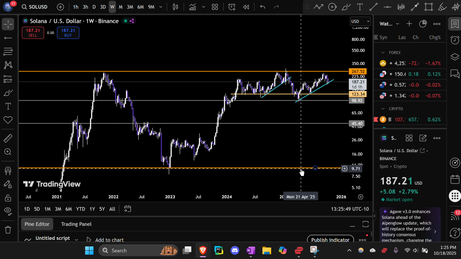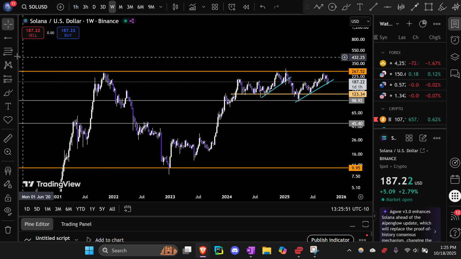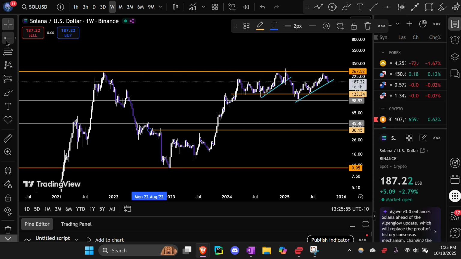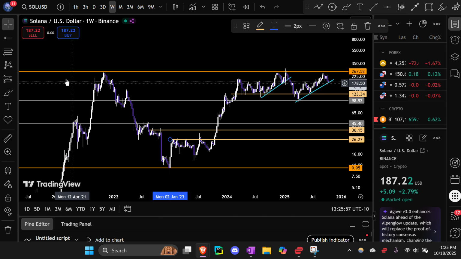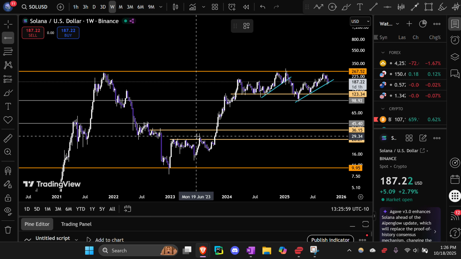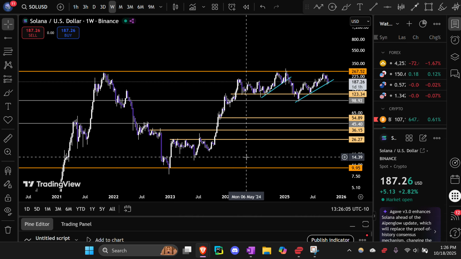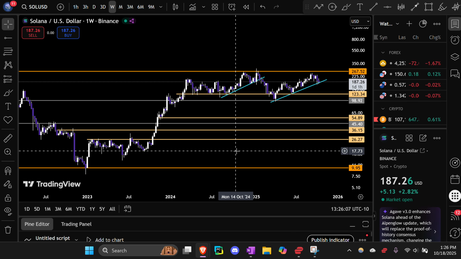I don't know if it'll go back to $9, but the other levels you're seeing here on the micro, I'm just gonna throw some little levels there. All these different kind of like possible areas that you would look out for.